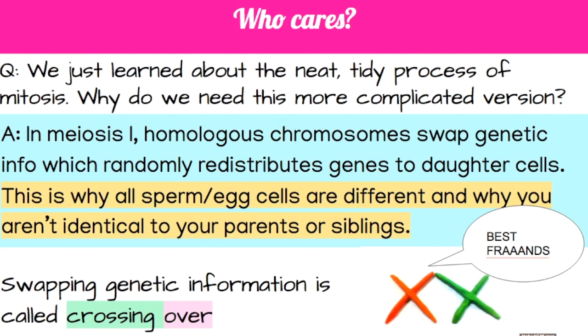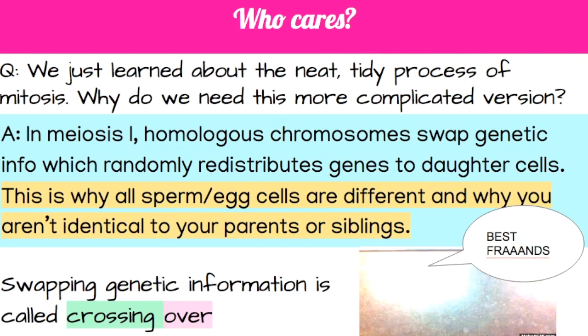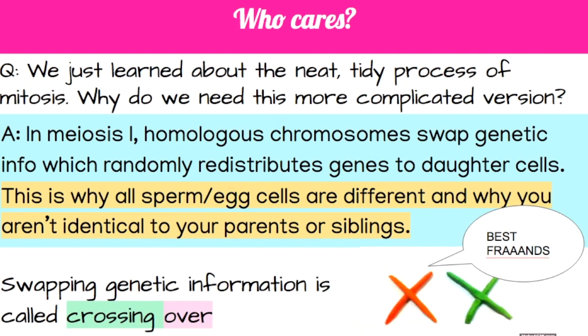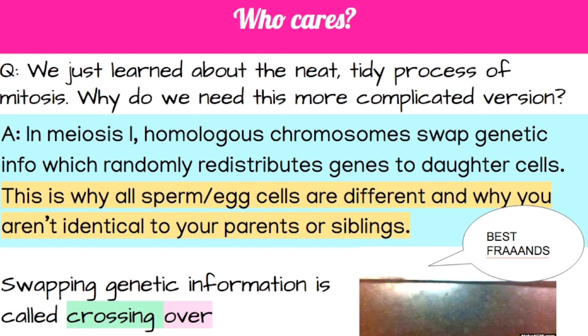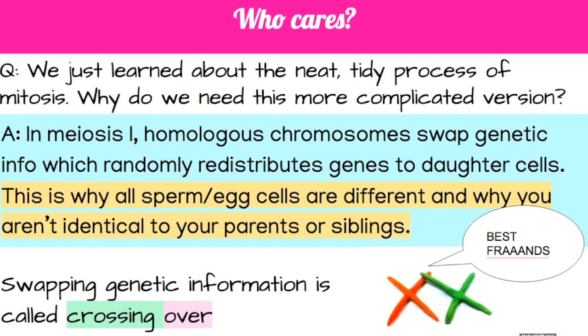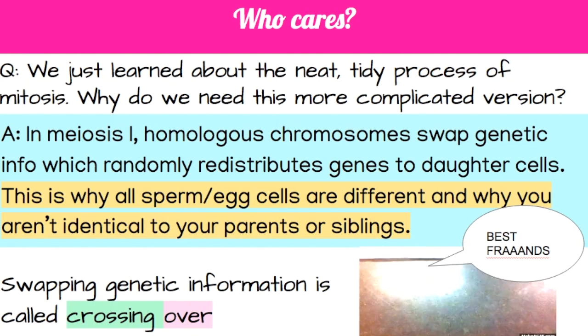Who cares? Question: we just learned about the neat, tidy process of mitosis. Why do we need this more complicated version? Answer: in meiosis 1, homologous chromosomes swap genetic information, which randomly redistributes genes to daughter cells. This is why all sperm and egg cells are different and why you aren't identical to your parents or siblings. You're kind of like a mashup of their potential genetic information.